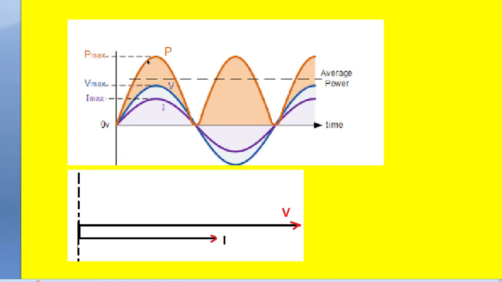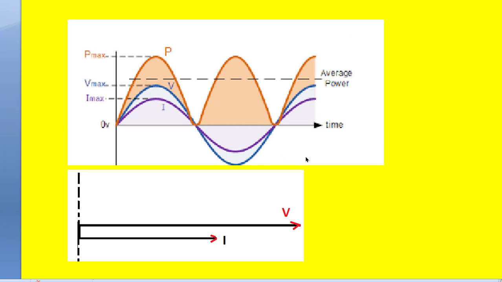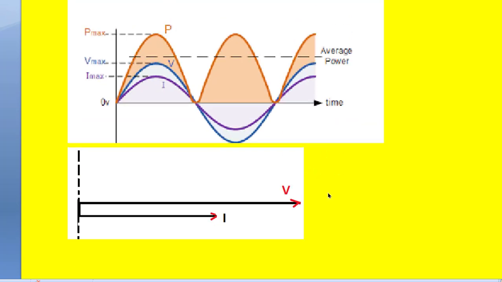Similarly, the power waveform is like this. It is a positive value; there is no negative value here. P average means we get like this, and P maximum means this is the maximum value. If you draw these waveforms in the form of a vector diagram, we get like this. The voltage vector is like this and the current vector is in phase with V, meaning both are parallel.